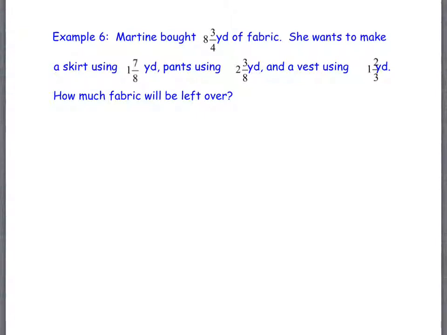Okay? So I want to show you an example of how to think about a problem with mixed numbers that you would actually be doing some of this process for. Martine bought 8 3/4 yards of fabric. She wants to make a skirt using 1 7/8, pants using 2 3/8, and a vest using 1 2/3. The question is how much fabric will be left over. There's several ways to do the problem, so what I want right now is not how to do it, but how to set it up. What am I looking for? What is my original setup going to look like?